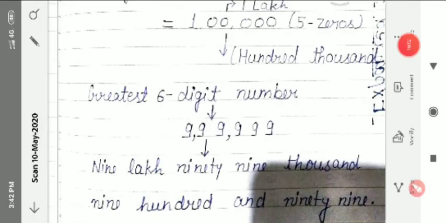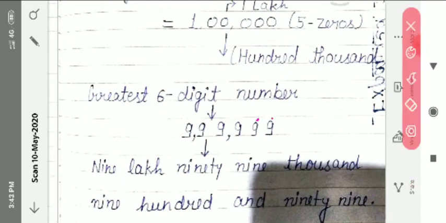We are starting by lakh only because you can see the places coming: ones, tens, hundred, thousand, 10,000, and one more place is coming. It is called lakh. Okay, so we have started as 9,99,999.